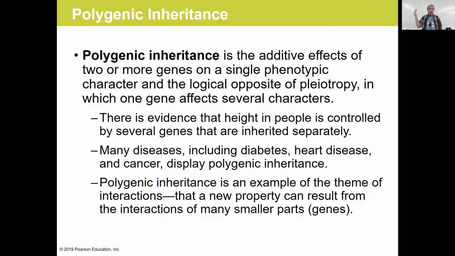So human height. How many different phenotypes are there? I mean, a gazillion, right? Depending on how small you want to make the differences. So this is polygenic inheritance. Skin color also, we just talked about skin color. That's also polygenic. How many different shades of skin color do human beings have? Lots and lots. So they exhibit polygenic inheritance. And some diseases, diabetes, heart disease, cancer, exhibit polygenic inheritance. So it's an example of the theme of interactions, how a new property can result from the interactions of many smaller parts, genes.